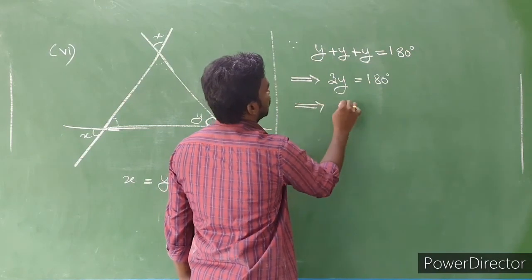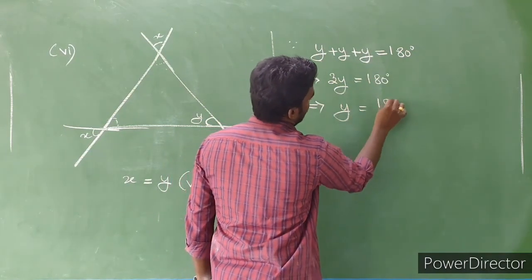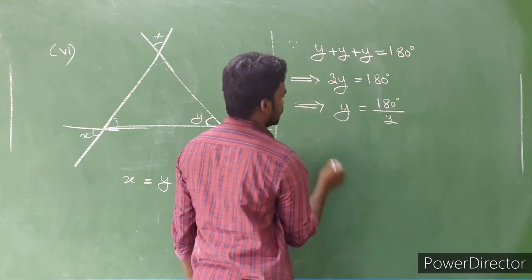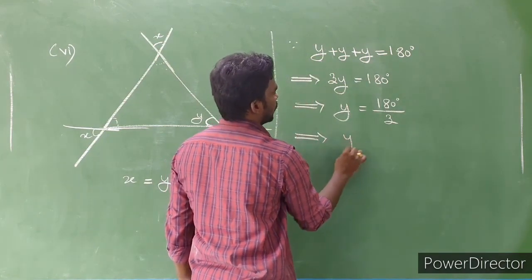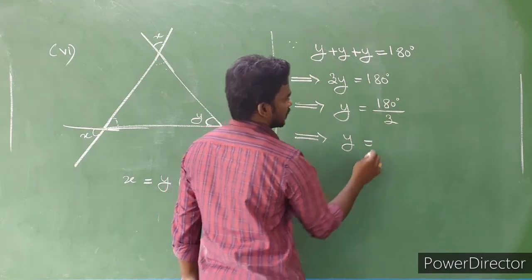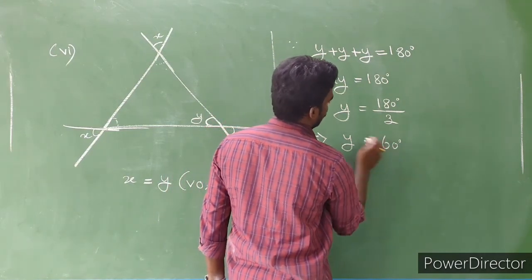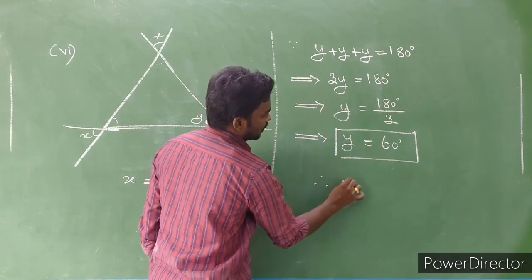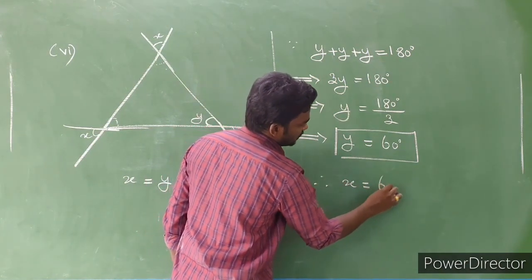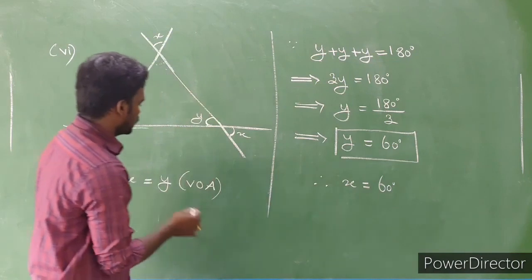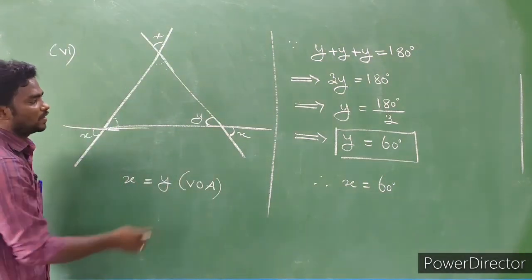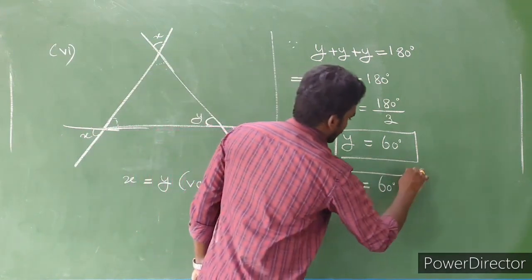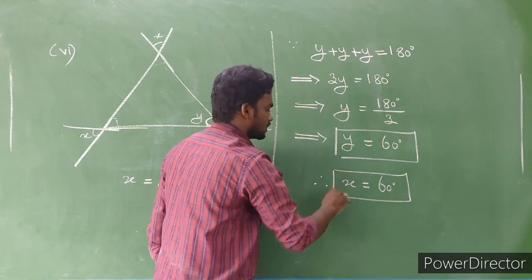So y is equal to 180 degrees on the right side, and this 3 transposes to division, so y is equal to 180 divided by 3, which is 60 degrees. So the value of y is equal to 60 degrees. Therefore, the value of x is also 60 degrees, because x and y are equal by vertically opposite angles. So x is equal to 60 degrees and y is also 60 degrees.